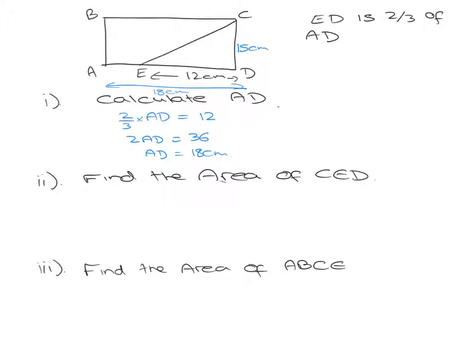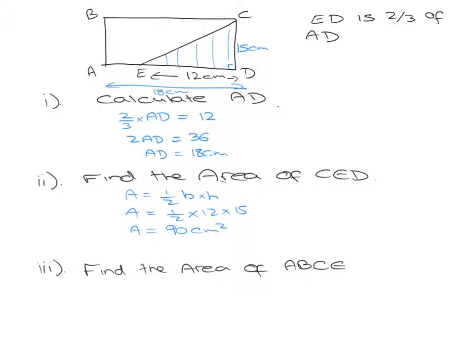Now the next part of the question asks us to find the area of CED. So it's asking us to find this area. Because it's a right angle, we can use our normal area for a triangle, which is a half times base times height. So in this case it's going to be a half times 12 times 15. So the area is going to be 90 centimetres squared. Don't forget your units in these questions.